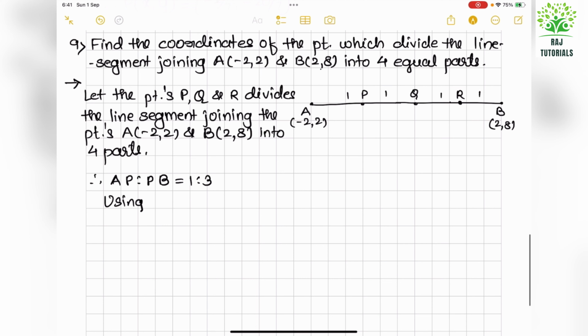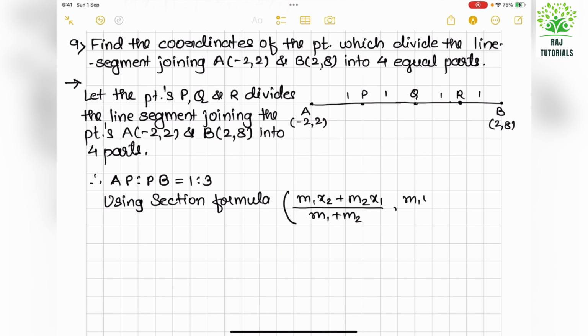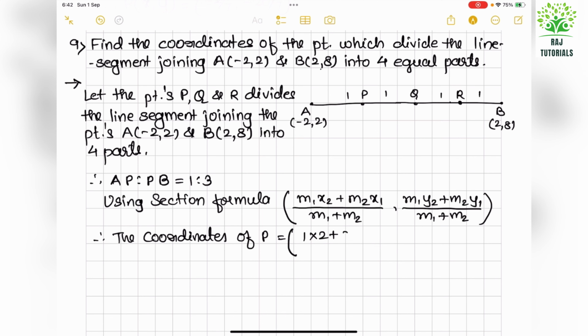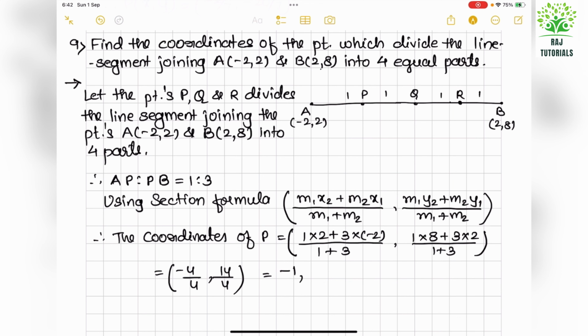So now using section formula m1x2 plus m2x1 upon m1 plus m2, comma m1y2 plus m2y1 upon m1 plus m2. So therefore the coordinates of P will be equal to 1 into 2 plus 3 into minus 2 upon 1 plus 3, comma 1 into 8 plus 3 into 2 by 1 plus 3. So that will be equal to minus 4 by 4, comma 14 by 4. So that will be minus 1, comma 7 by 2.